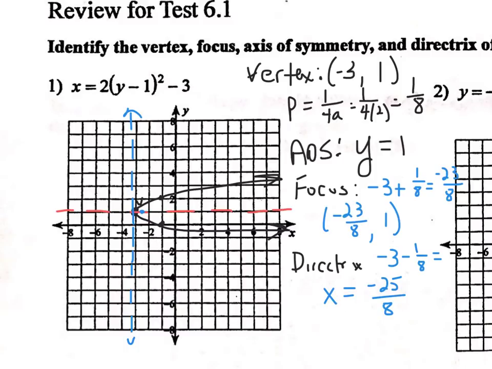The focus is a point. It's a focal point right here. This is your focus, and so that's going to be at -23 over 8, comma 1. And that is all the information we need. We got our vertex, our focus, our axis of symmetry, and our directrix, and we sketched the graph. So the questions on your test could be any one of these parts, or you could have multiple questions on the test that cover these parts. So you need to know how to find each part of the parabola.